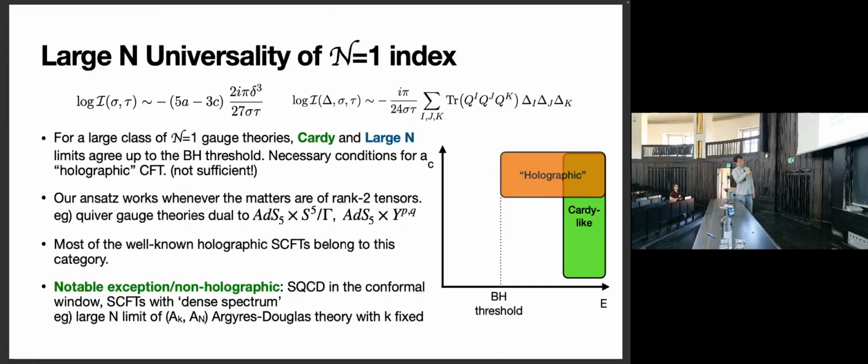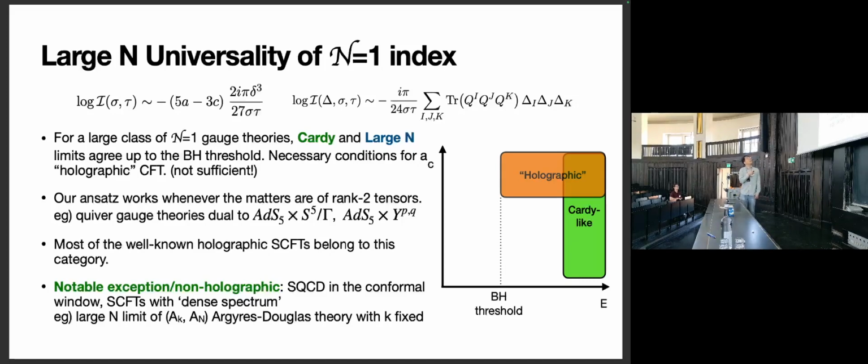And now that gives us the final punchline: we have the universal behavior of the index, which is identical to that of the Cardy formula that I presented before. So it's either this or that. It can be rewritten in this way if you turn on all the chemical potentials for the U(1) symmetries.